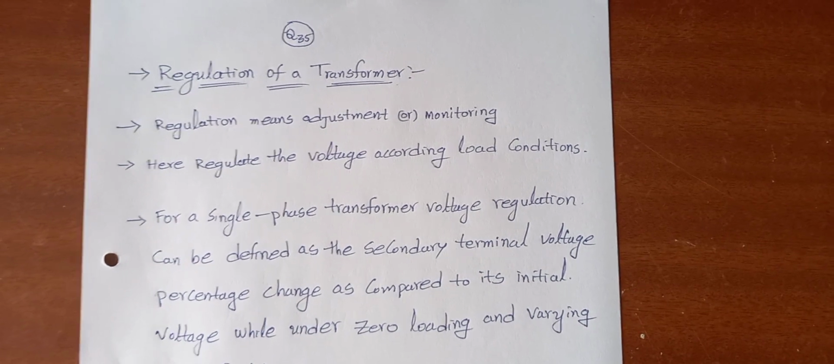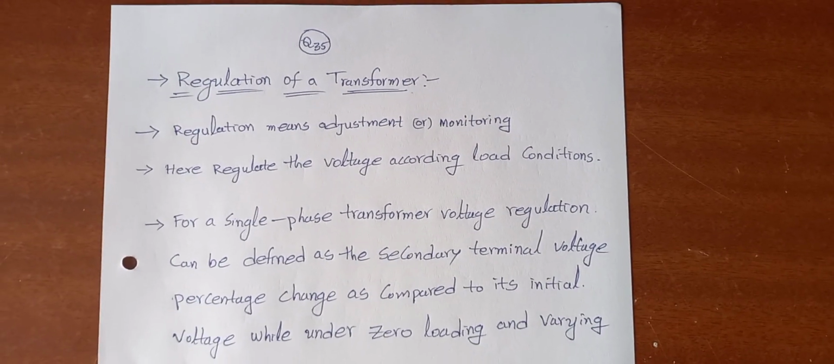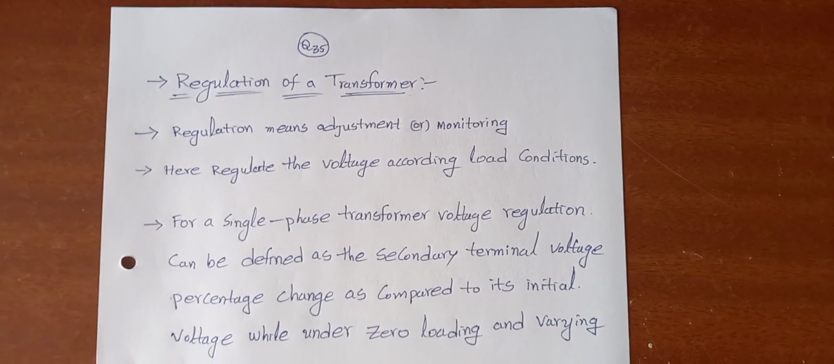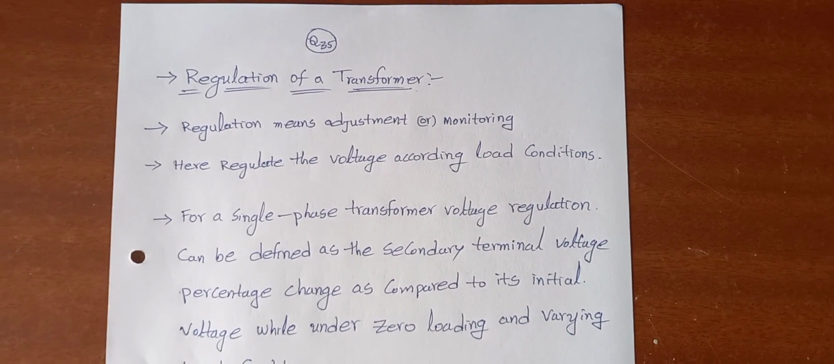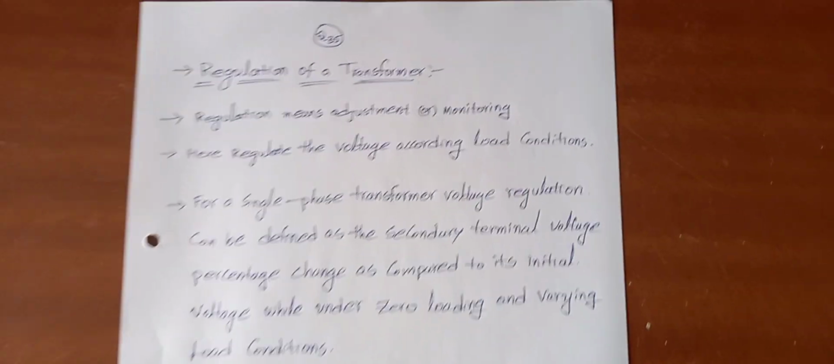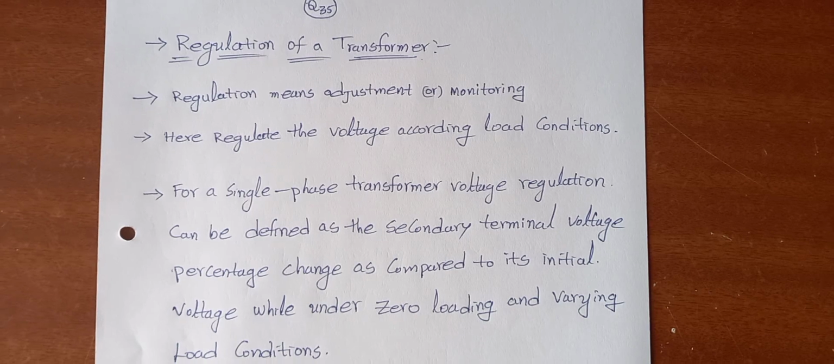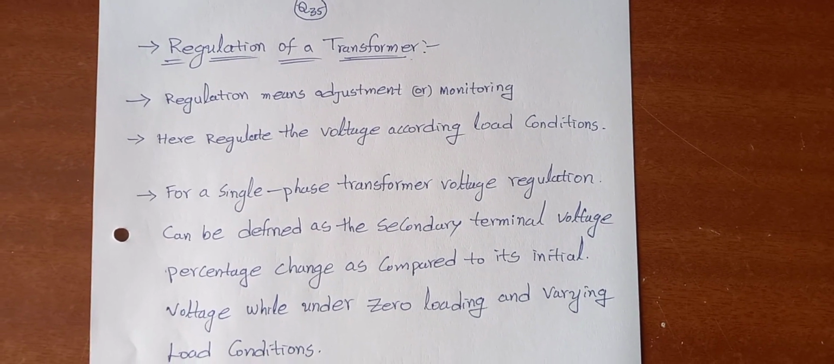Regulation of transformer, in the sense, is tap changing. By using that tap changing we can vary the transformer values. That value we can calculate by using this formula. So regulation means adjusting or monitoring. Here the voltage is regulated according to load conditions.